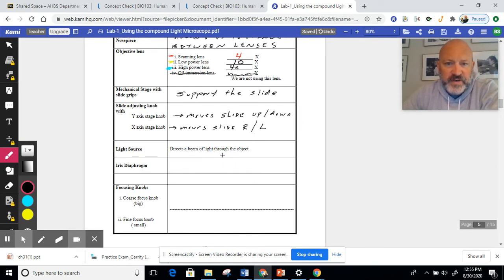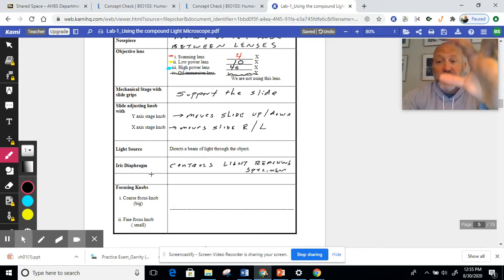The light source directs a beam of light through the object, and the diaphragm controls the amount of light that reaches our specimen. We could reduce the amount of light reaching our specimen by turning this diaphragm and closing the hole. We could increase the amount of light by turning the diaphragm and opening the hole.